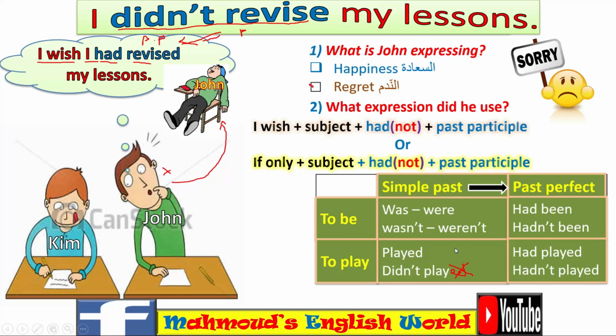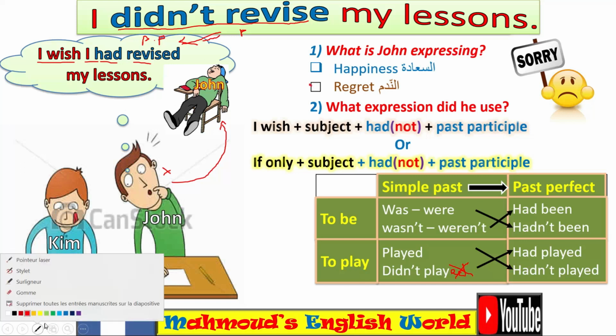But what we do here is this: we take the affirmative and we change it to negative. If we have was or were, it becomes hadn't been. And the negative, we change it to affirmative. If we have wasn't or weren't, it becomes had been. The same, played, we change it to past perfect negative, and didn't play, we change it to past perfect affirmative. And this is what we have here in our example.